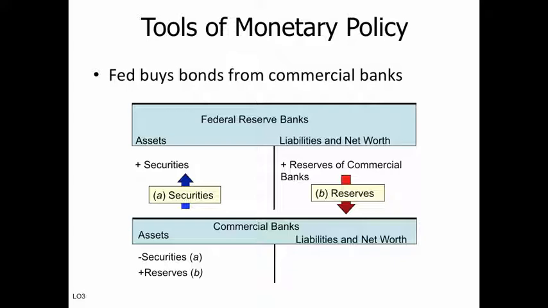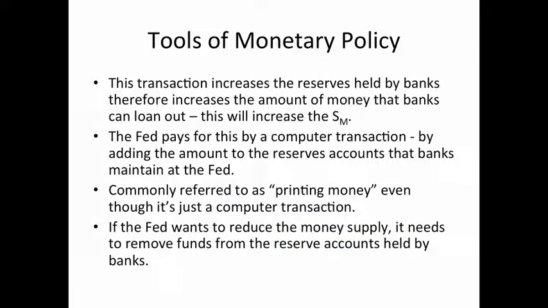So buying bonds from banks is just a way, essentially, of getting more money into banks' reserves in exchange for these securities or bonds that the bank held. So, this transaction increases the reserves held by banks, therefore increases the excess reserves held by banks, therefore increases the amount of money banks can loan out. And that is an increase in the money supply, as the banks take those increased excess reserves and loan those out to customers. The money supply in the economy is going up.